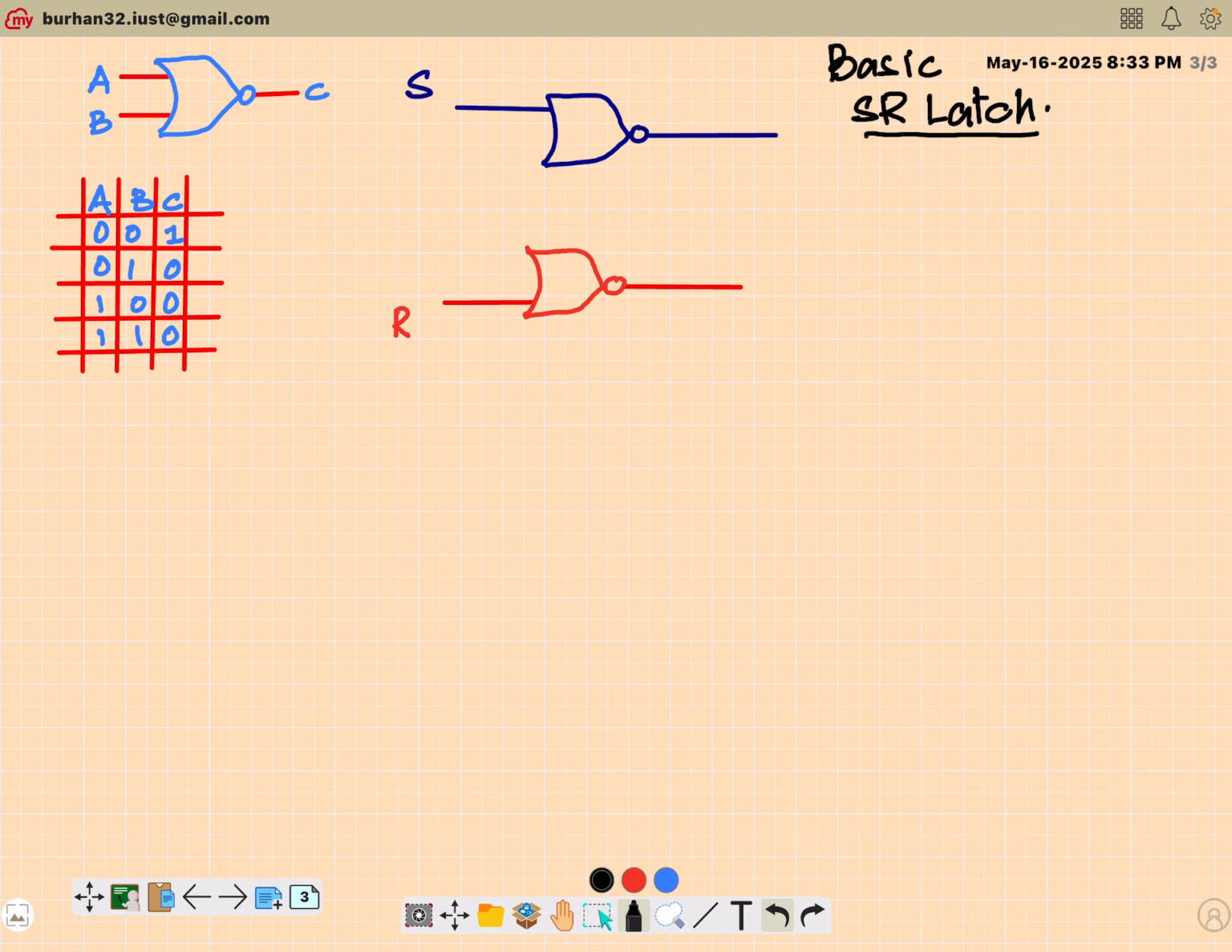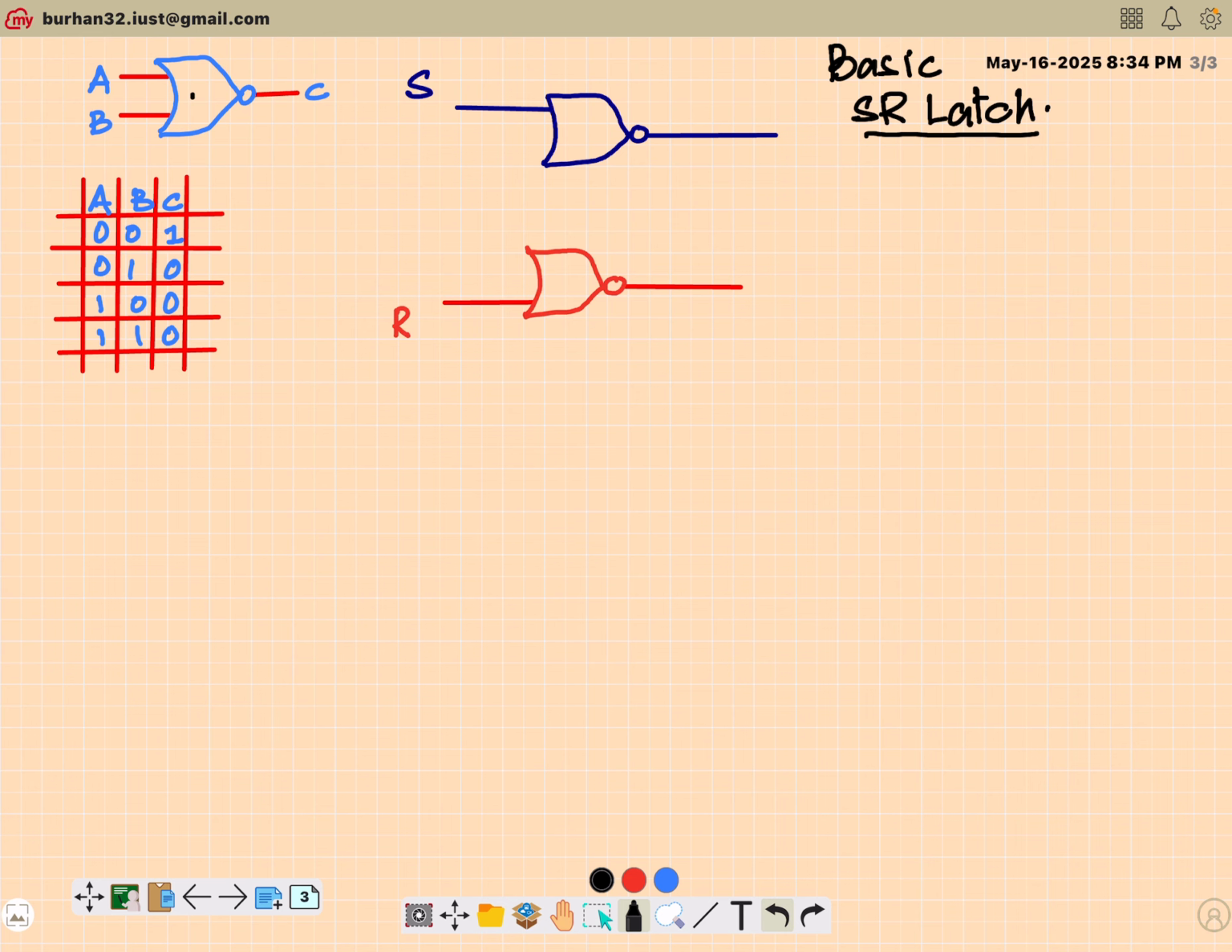Fine. And you can construct a basic SR latch using NOR gates or using NAND gates. But in our discussion, in these lectures, we will consider the basic SR latch, which is made of NOR gates. We have discussed the NOR gate. Now, for your reference, here is a two input NOR gate. A, B are the inputs, and C is the output.